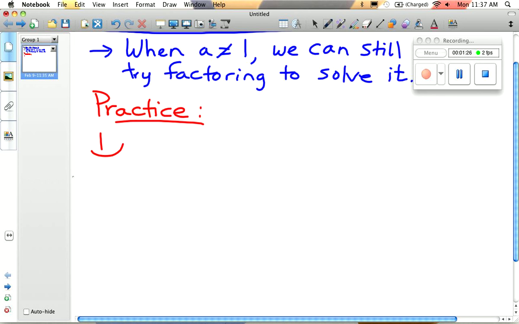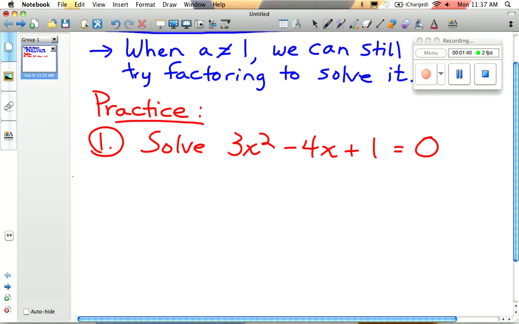Okay, so number 1, we're going to solve 3x squared minus 4x plus 1 equals 0. So remember, our first goal always is to make sure that we have the equation set equal to 0. In other words, 0's on one side, standard form's on the other side. And then we can identify our A, B, and C, because we're going to need all 3 of them today, not just our B and C. So let's first identify our A, B, and C.